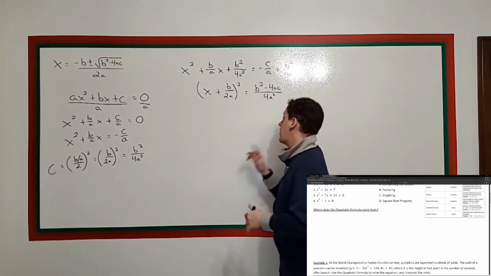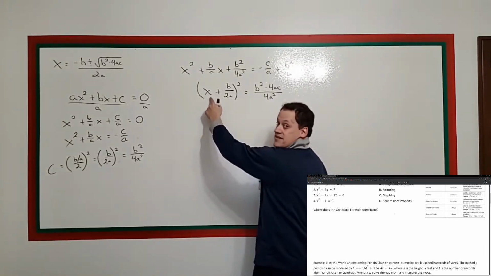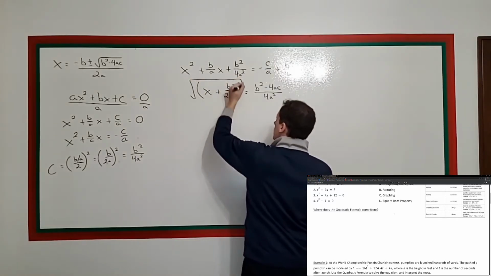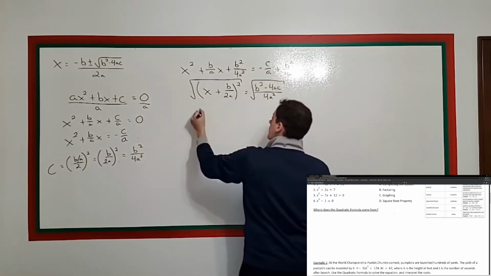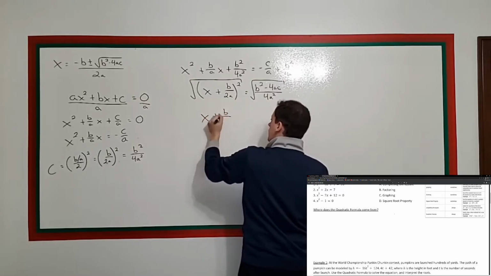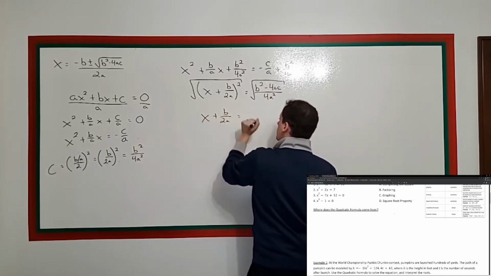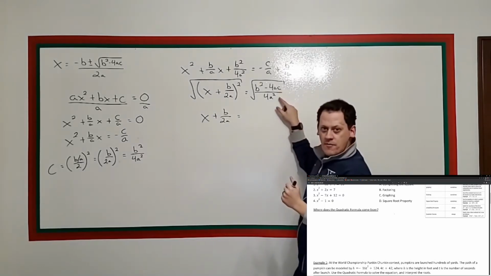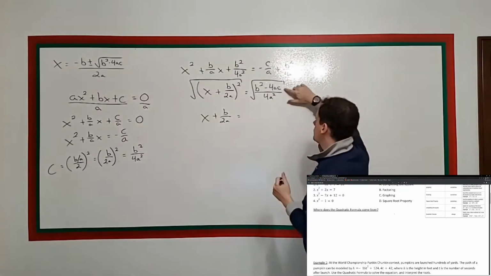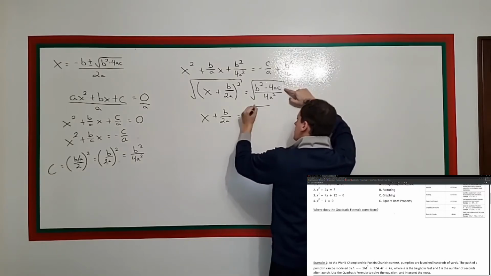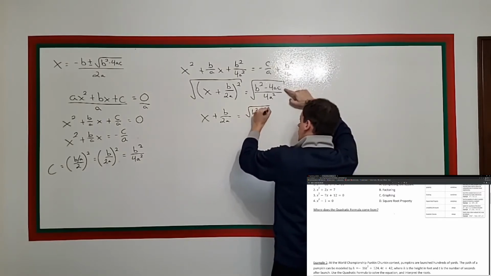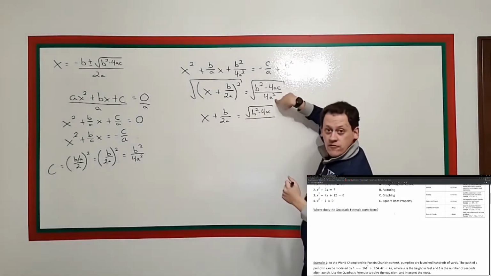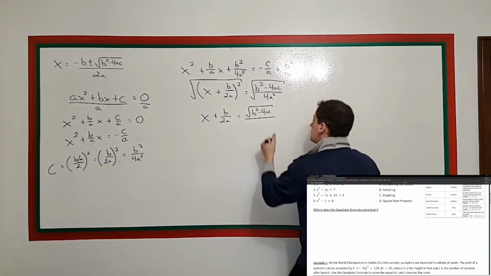Let's take the square root of both sides. Again, we're trying to get the x by itself. So we take the square root of both sides. That gives us x plus b over 2a equals. We can take the square root of the top and bottom separately here. So the square root of the top, let's just keep that as the square root of b squared minus 4ac. And on the bottom, the square root of 4a squared is 2a.